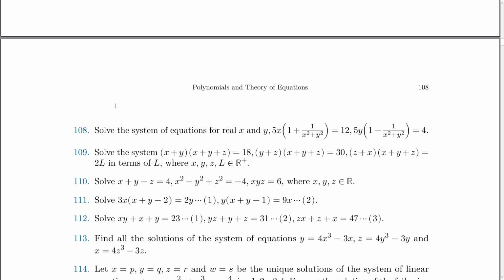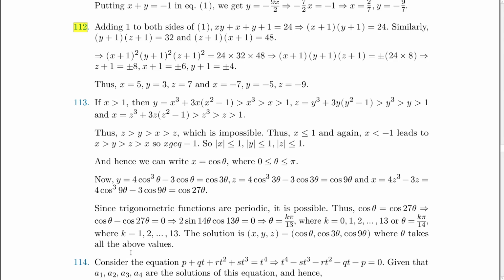So if we look at this, find all the solutions. We first consider if x is greater than 1, then y is equal to x cubed plus 3x into x square minus 1, which is greater than x cubed and greater than x and greater than 1. And z is equal to y cubed plus 3y into y square minus 1. And that would be greater than y cubed, greater than y, greater than 1.